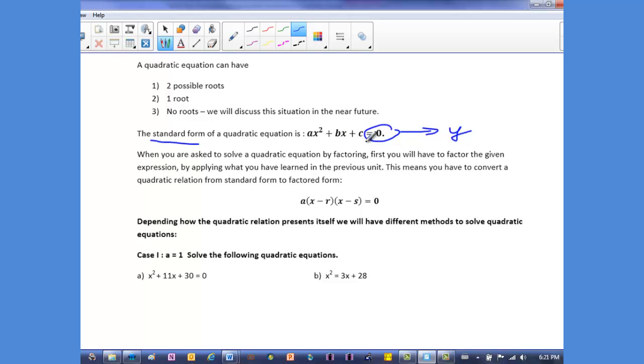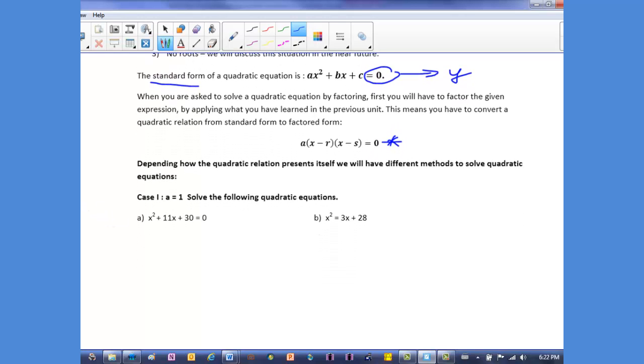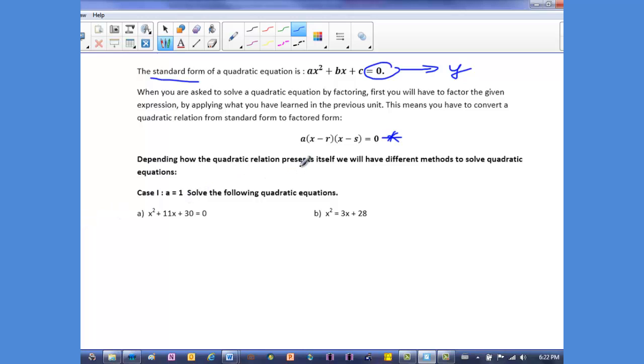So, when you are asked to solve a quadratic equation by factoring, first you will have to factor the given expression by applying what we have learned in previous units. This means that I have to convert a quadratic relation from standard form, or from something that kind of looks like standard form, to factored form. And if you remember, the factored form of a function was a times (x minus r) times (x minus s). Well, depending on how the quadratic relation presents itself, we will have different methods to solve these quadratic equations.